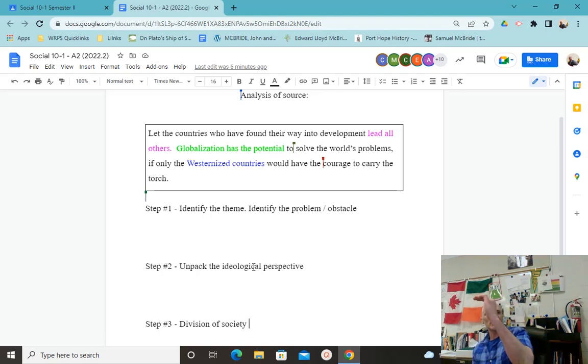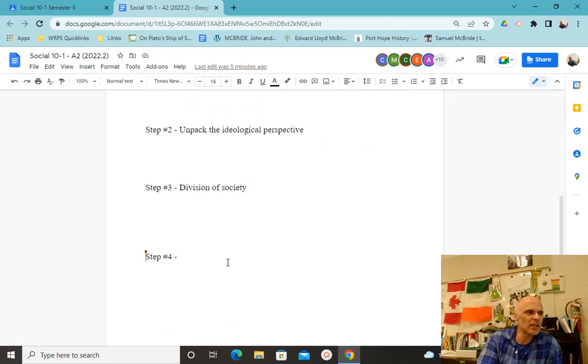So we have identified the theme, unpacked the ideological perspective, talked about some division of society. Not everyone agrees with this. Americans are like, why are we fixing it? Why not the Chinese? Their carbon footprint is way worse than ours. But we also have the complexity of some of the language use that is overlooking some of the history here. What's the last thing that we need to look at when we're unpacking a source?